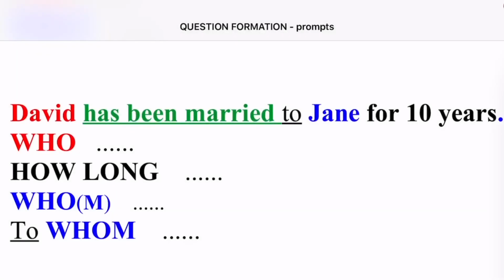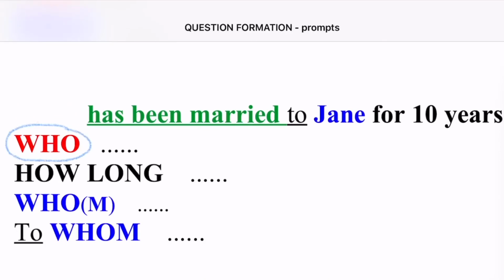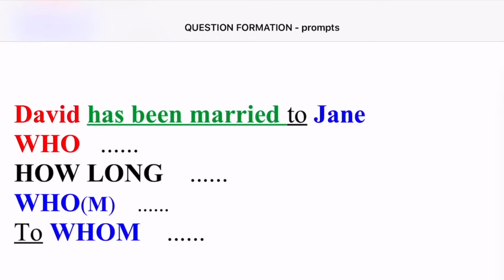Another sentence. David has been married to Jane for 10 years. This is the present perfect. So let's ask the first question. Who has been married to Jane for 10 years? Structure remains the same. David, of course. Now we know that David has been married, but we've no idea how long. So we'll ask, how long has David been married to Jane?